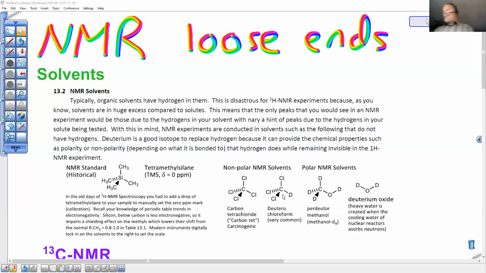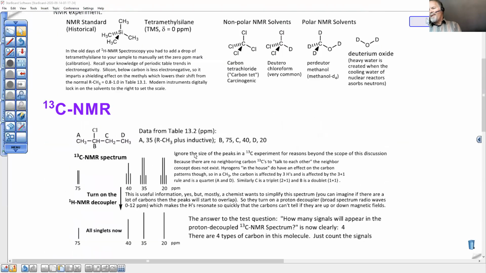I will ask you questions like, which of these is an appropriate solvent for a nonpolar NMR experiment? And I might have a few choices, these being 2 of them. You'd pick those. And any solvent with hydrogens in it, you'd say no. So if I gave you normal chloroform where there's an H here, you would not pick that as a good NMR solvent at all. Okay, so solvents are done.